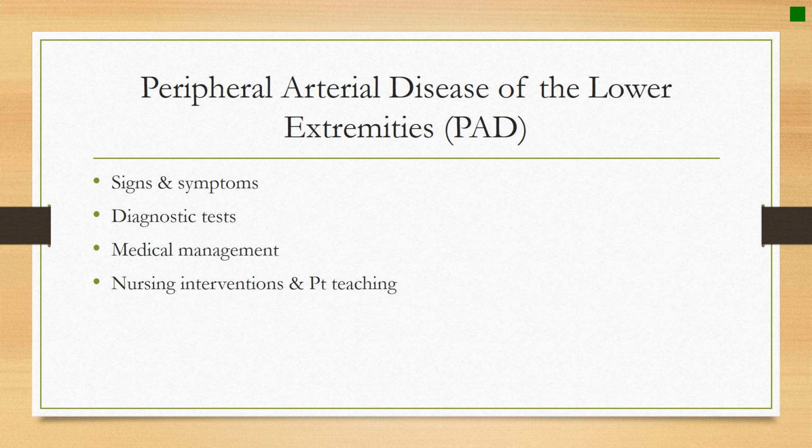Signs and symptoms to watch for are the 5 P's of arterial occlusion, which are pain, pulselessness, pallor, paresthesia, and paralysis. Diagnostic tests include treadmill testing, digital subtraction angiography, Doppler ultrasound, MRI, and angiography. ABI also, and that stands for ankle brachial index, and it's a technique with a handheld Doppler that's used to measure the ratio of the ankle systolic blood pressure to the highest brachial blood pressure.